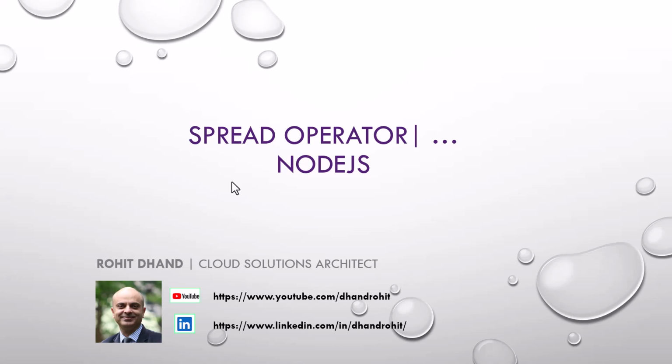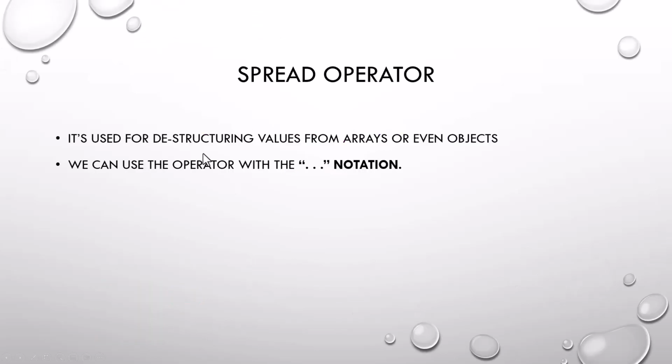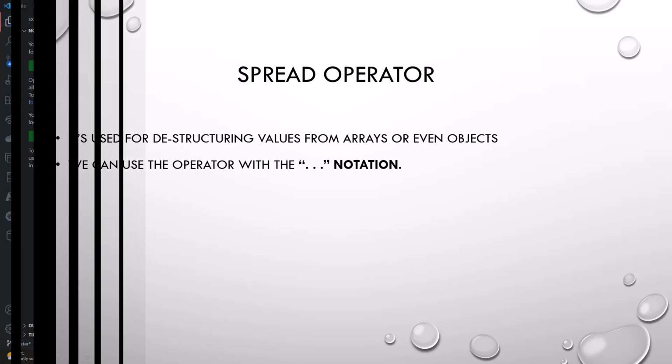Today's video is about the spread operator within Node.js, an operator that's used with triple dots. So we are going to explore this operator and see how it can be used within Node.js. The spread operator is technically used for destructuring values from arrays or even objects, and we use it with the help of triple dot notation. Let's not waste more time on theory. Let's get our hands dirty with the spread operator in Node.js.